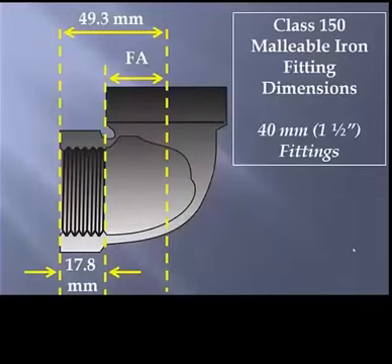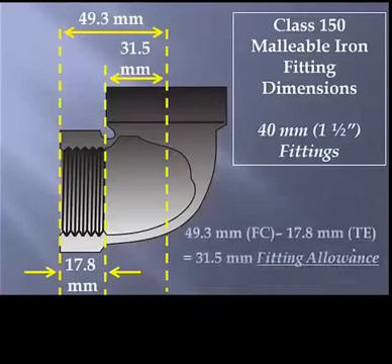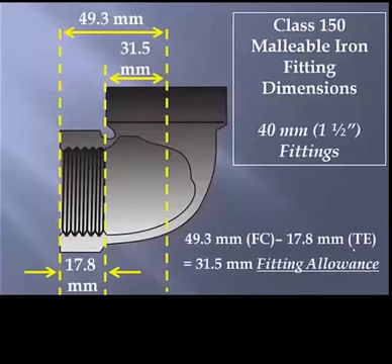Once you subtract the thread engagement from the face to center dimension, the result will be the fitting allowance. In this case, 31.5 millimeters. So let's take a look at the math on that. 49.3 millimeters, which was the face to center measurement, minus the 17.8 thread engagement dimension, resulted in a 31.5 millimeter fitting allowance.